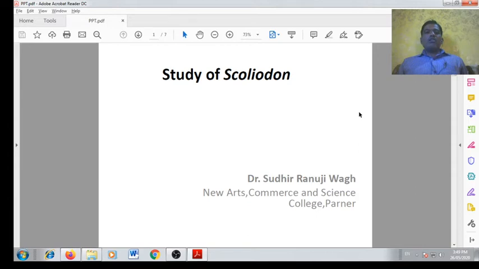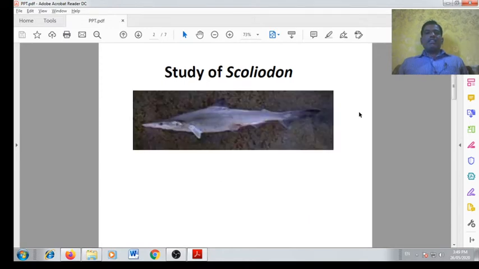Today we are going to discuss Scoliodon. Scoliodon is commonly called the Indian shark as it is abundantly found in the Indian Ocean. By considering the figure, you are quite aware that Scoliodon is a fish.